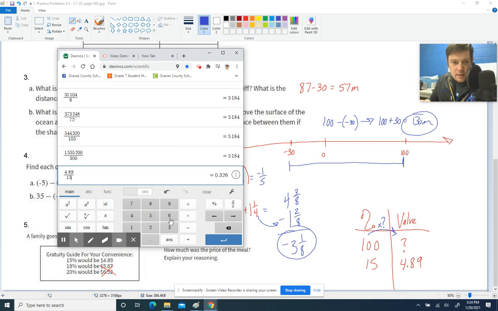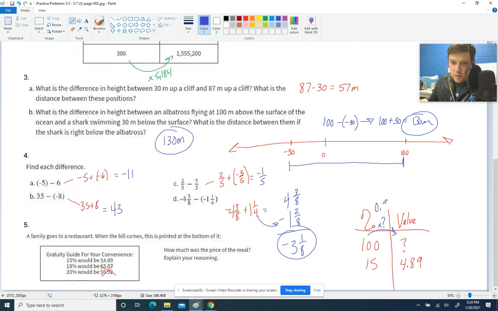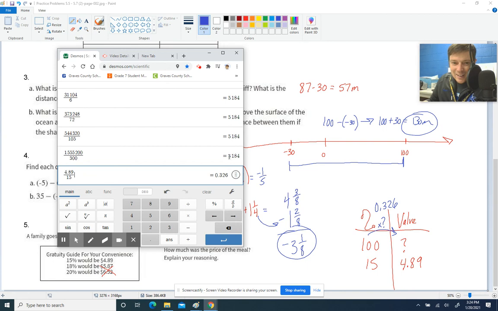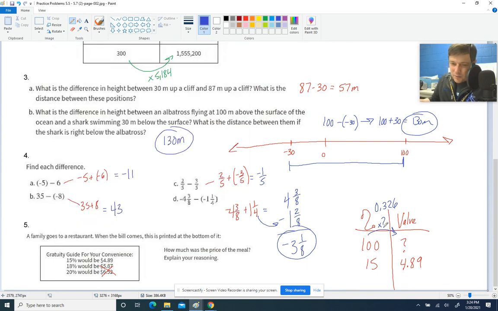That's going to give me my constant. So that's what they're multiplying. So I'm going to multiply that by 100 to find my answer. And that's easy because that's just a 2 decimal move. So 0.326. Oh, I already forgot what the number was. It would be times 100 would be 32.6. So $32.60 was the price of the meal in the first place.